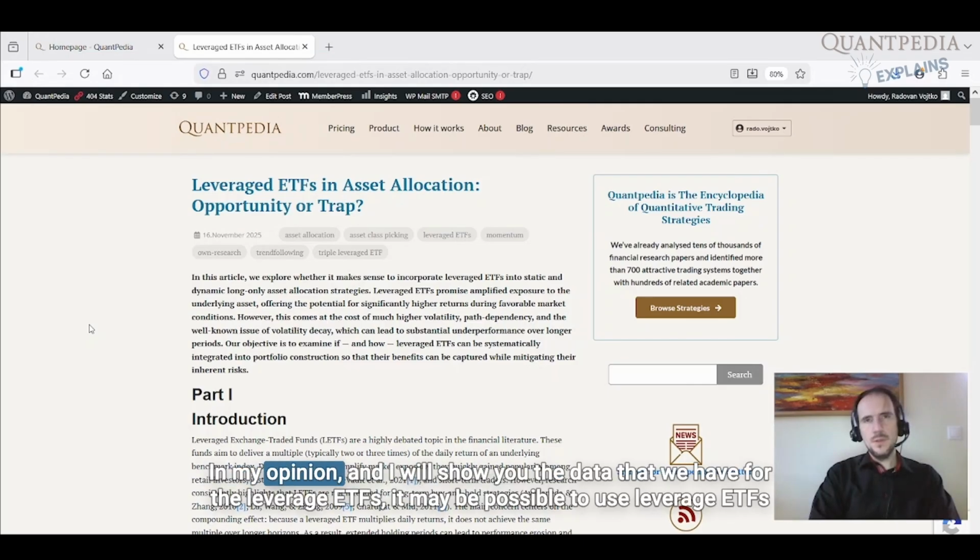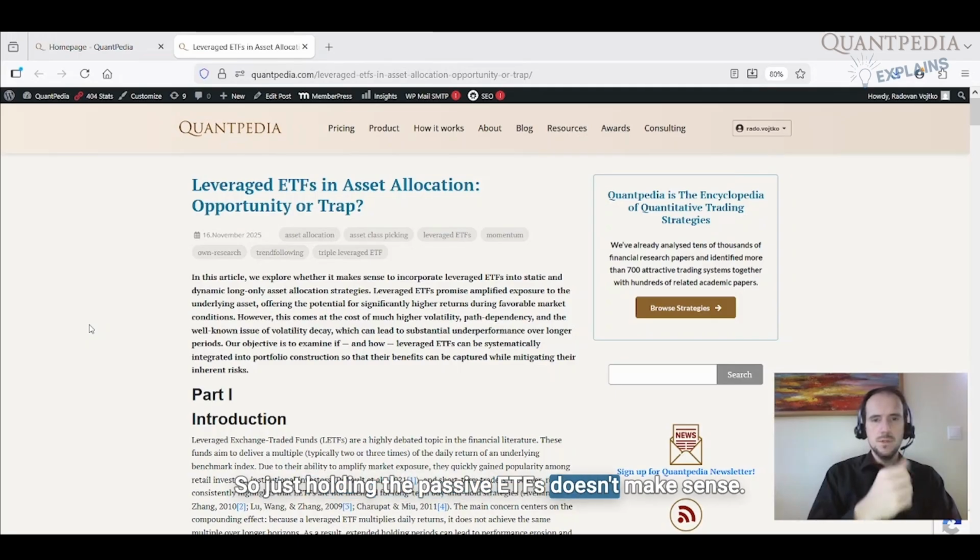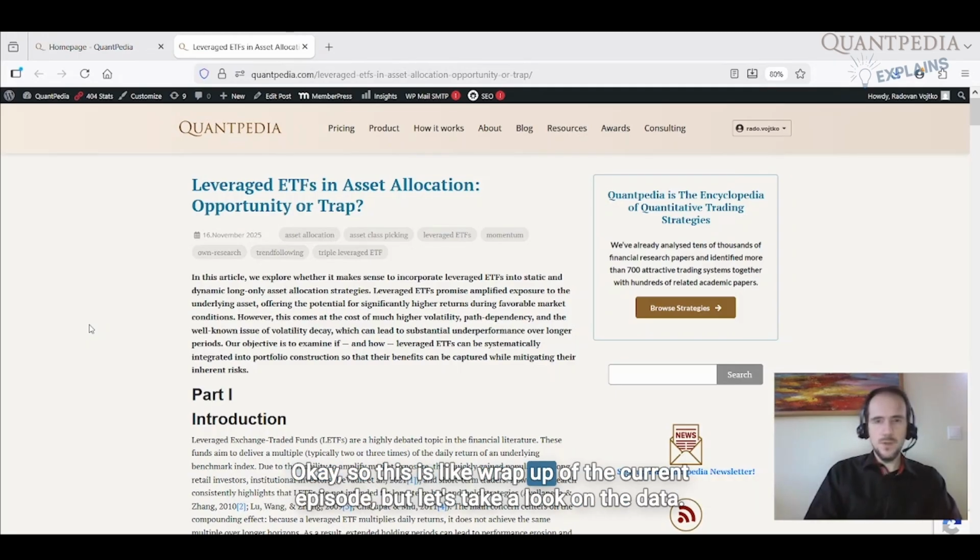In my opinion, and I will show you the data that we have for the leverage ETFs, it may be possible to use leverage ETFs in asset allocation, but you must be very careful, and it's not possible without active rebalancing and active allocation. So just holding the passive ETFs doesn't make sense. Okay, so this is a wrap up of the current episode, but let's take a look at the data.